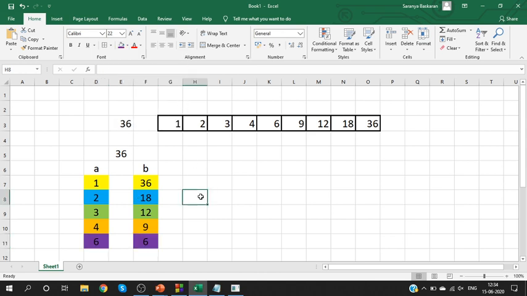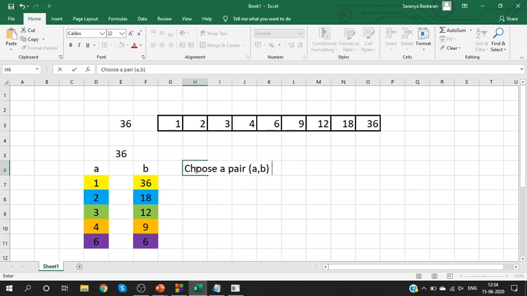So what do you observe here? The whole set of factors is written in pairs. How do I choose the pair? Choose a pair A comma B such that A into B gives you the original number. Can you understand this? Choose a pair A comma B such that A into B gives the original number.